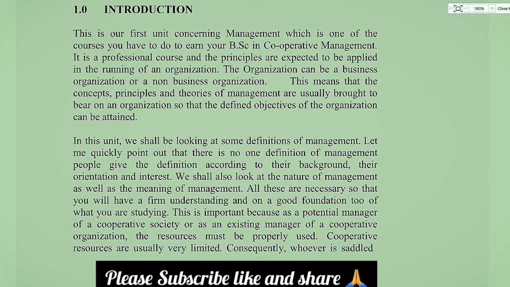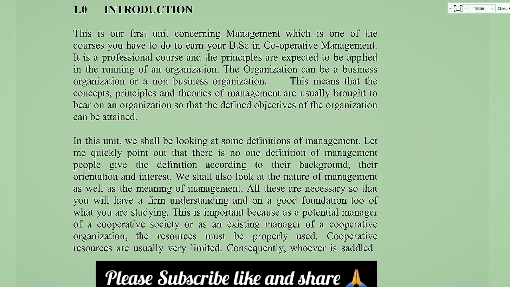This is our first unit concerning management, which is one of the courses you have to do to earn your BSc in cooperative management. It is a professional course, and the principles are expected to be applied in the running of an organization. The organization can be a business organization or a non-business organization. This means that the concepts, principles, and theories of management are usually brought to bear on an organization so that the defined objective of the organization can be attained.